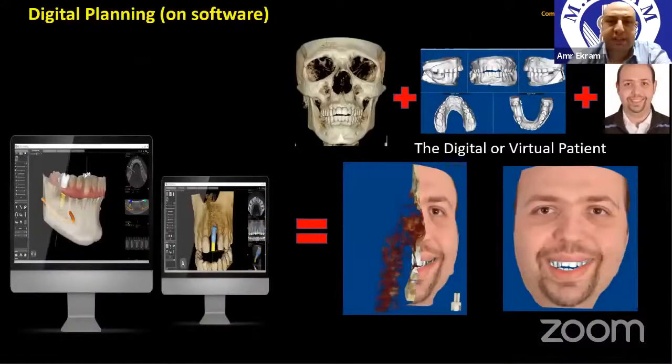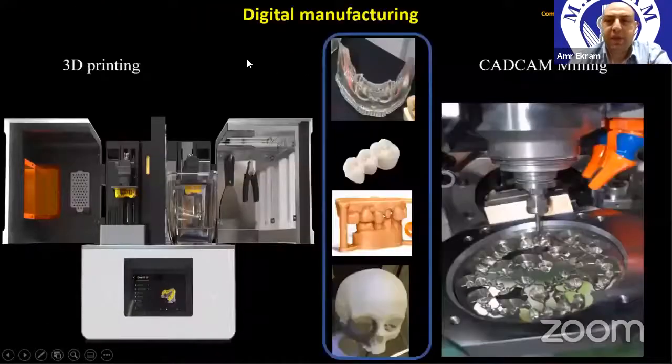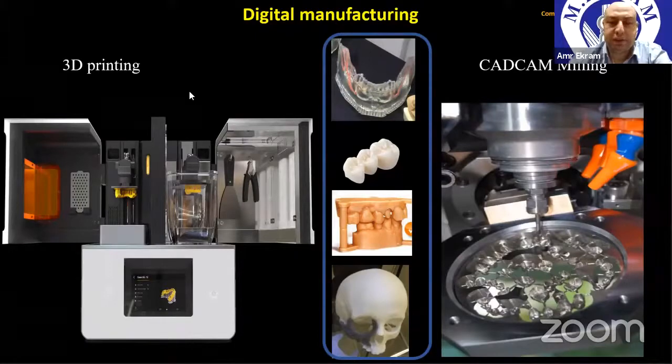We have the next step in digital dentistry, what we call digital planning, using software where we combine all these modalities together using a registration, and we can start our planning. And the final step in digital dentistry is digital manufacturing, either by milling using a CAD/CAM device, or by printing layer by layer, or building up layers using the 3D printer.